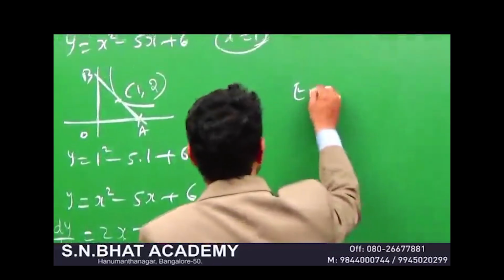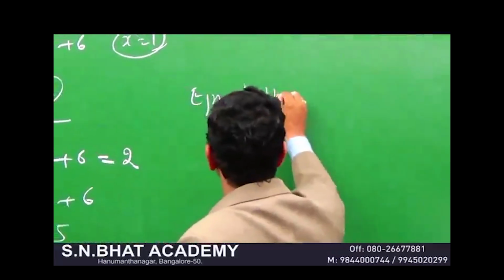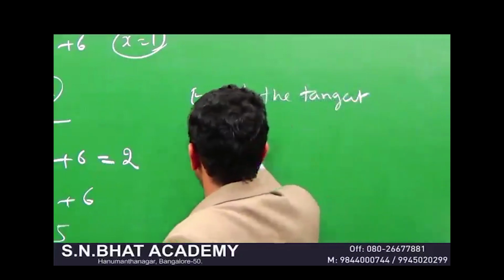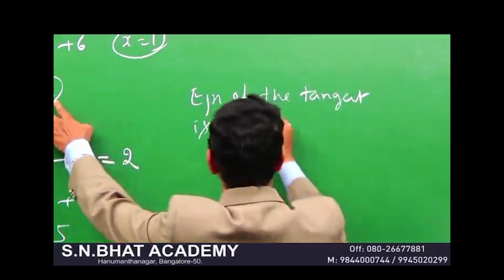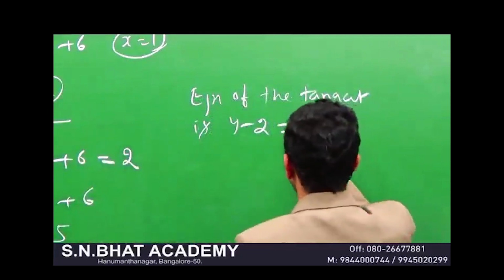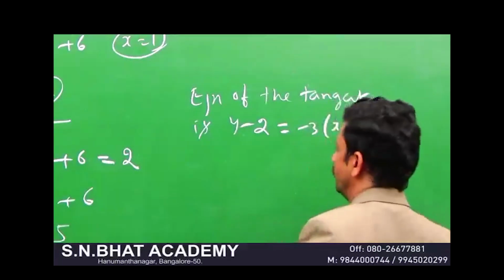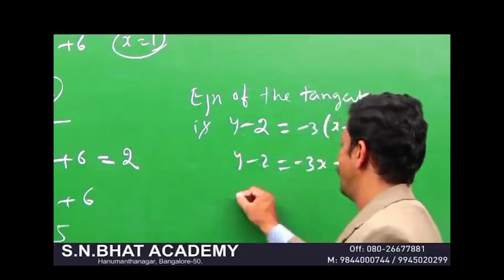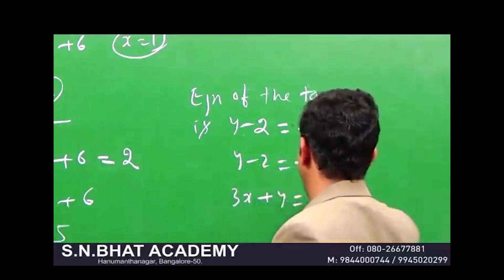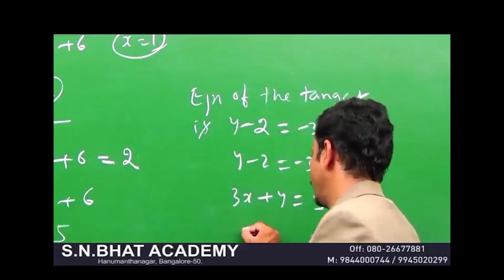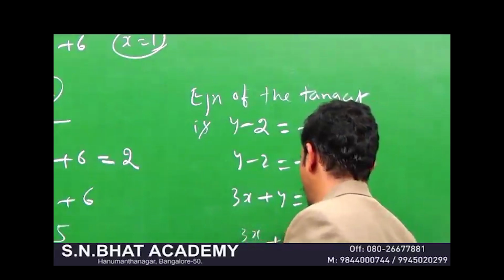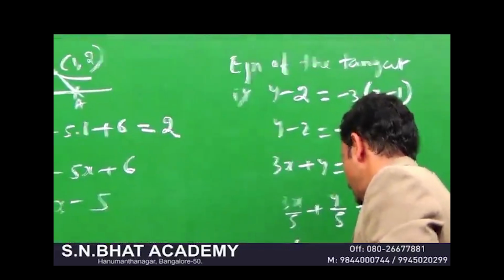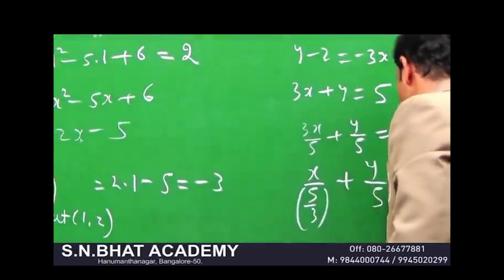Now the equation of the tangent is y minus y1, y1 is 2, is equal to dy by dx, minus 3, into x minus x1, x1 is 1. So y minus 2 is equal to minus 3x plus 3, or 3x plus y is equal to 5. Now this can be written as 3x by 5 plus y by 5 is equal to 1, or x divided by 5 by 3 plus y divided by 5 is equal to 1.